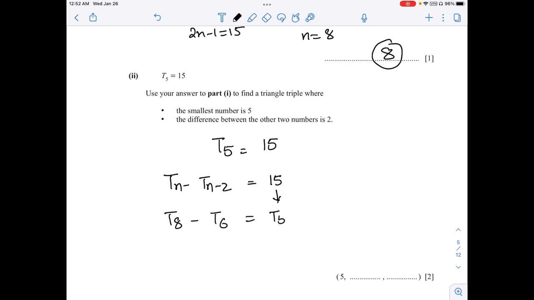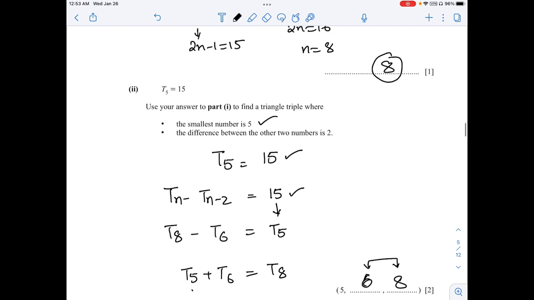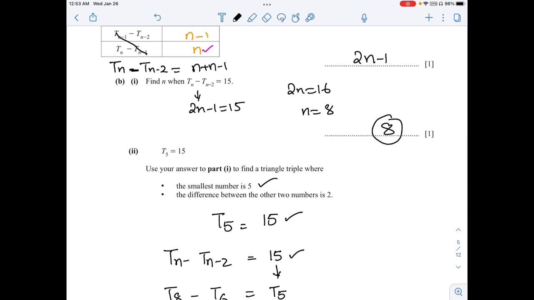But 15 is nothing but what? T5. So it can be written as T5 plus T6 is equal to T8. So again it forms a triple. So 5, 6 and 8. Is the smallest number among them 5? Yes. Is the difference between these two numbers 2? Yes. So therefore 5, 6, 8. So everything is interrelated. He has given T5 is 15. I carried that 15, but now we have done that just now in the previous one.